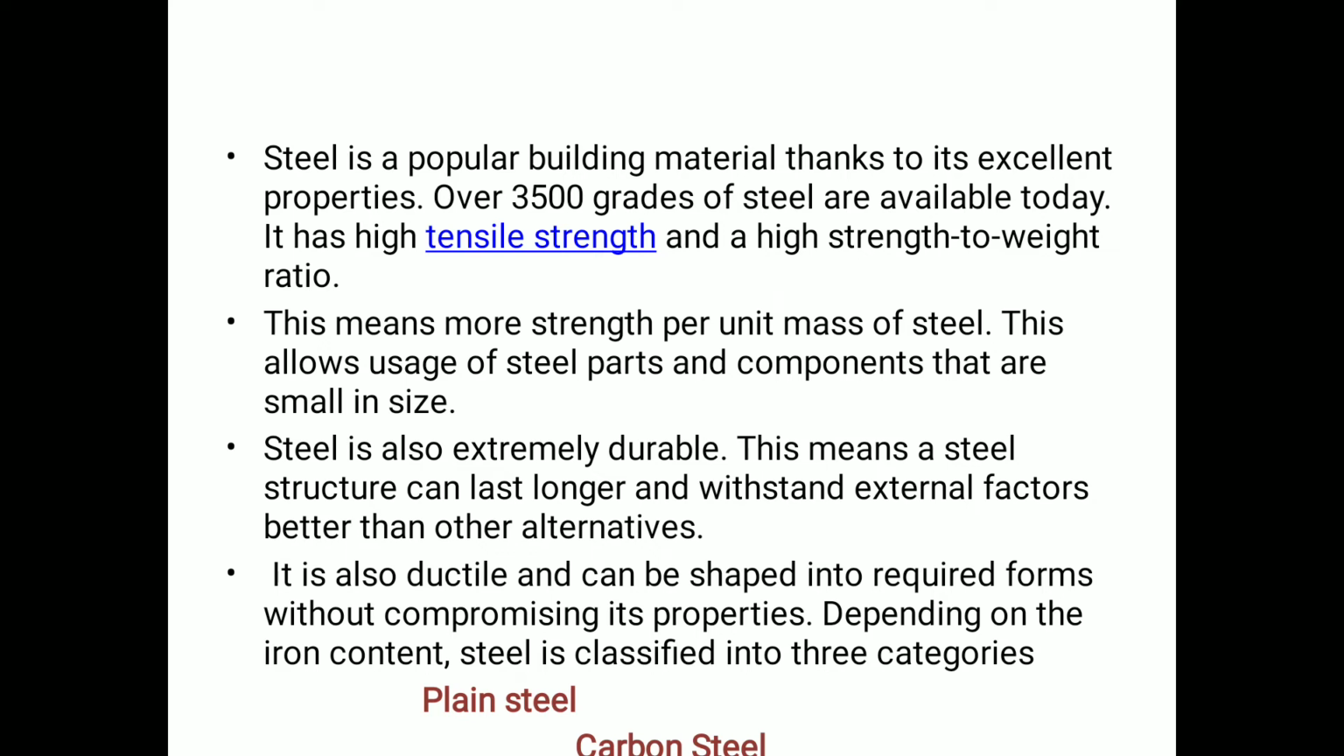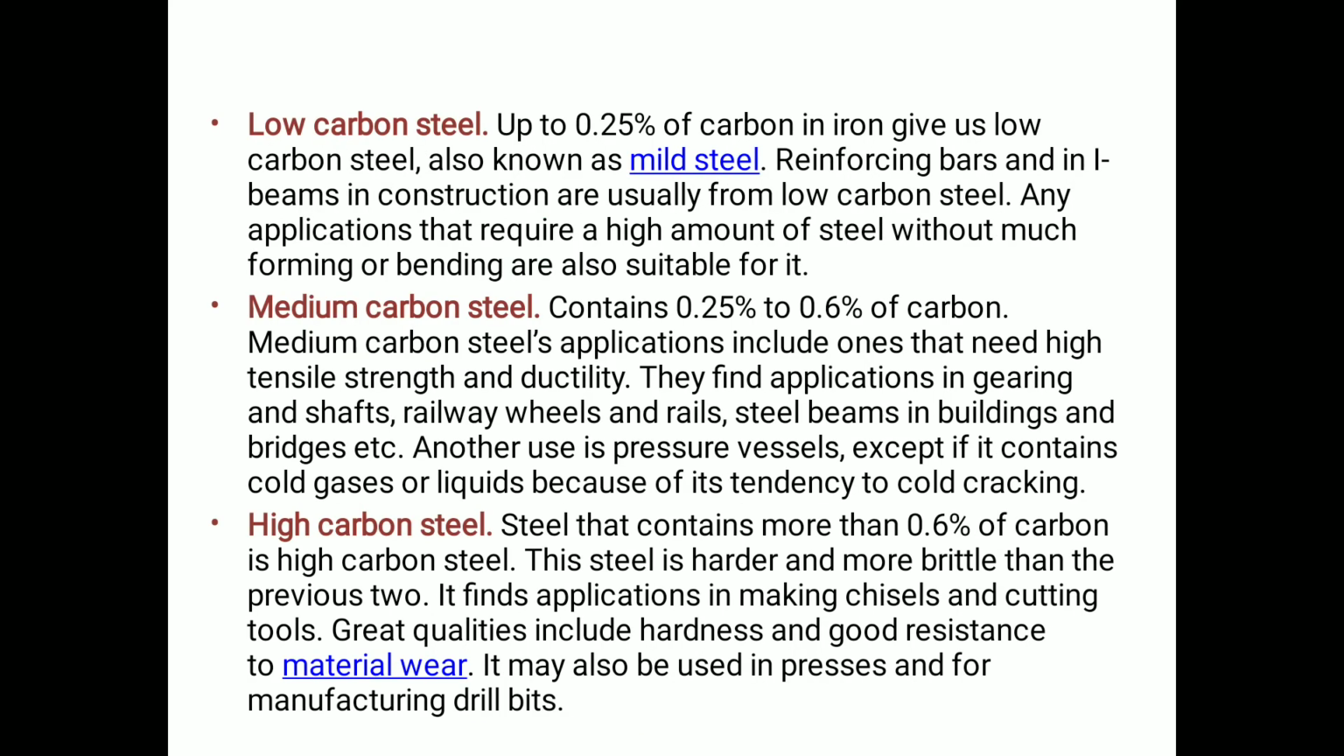Depending upon the carbon content, steel is classified into three categories. They are plain carbon steel and alloy steel. Low carbon steel. Up to 0.25% of carbon in iron gives a low carbon steel, also known as mild steel. Reinforcing bars and I-beams in construction are usually made from low carbon steel. Any application that requires a high amount of steel without much forming or bending is also suitable for it.